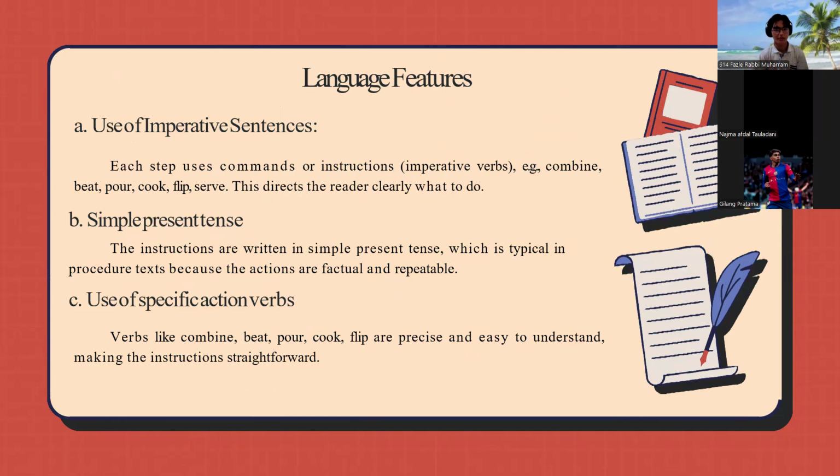Language features. A. Use of imperative sentences. Each step uses commands or instructions, or imperative verbs like combine, beat, pour, cook, flip, and serve. This directs the reader clearly what to do.